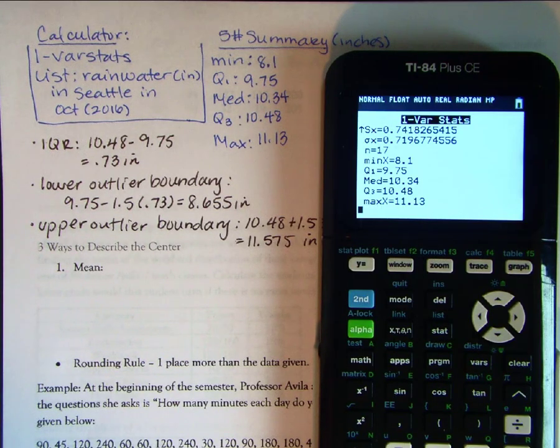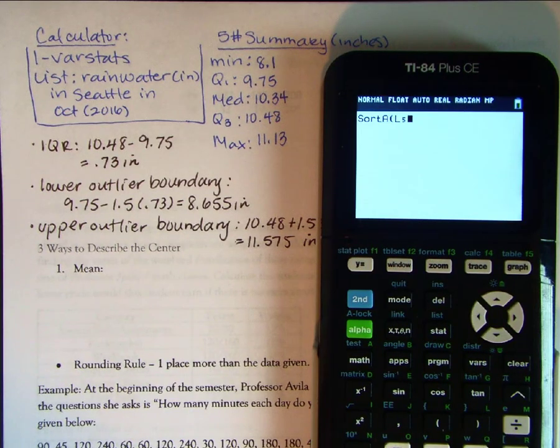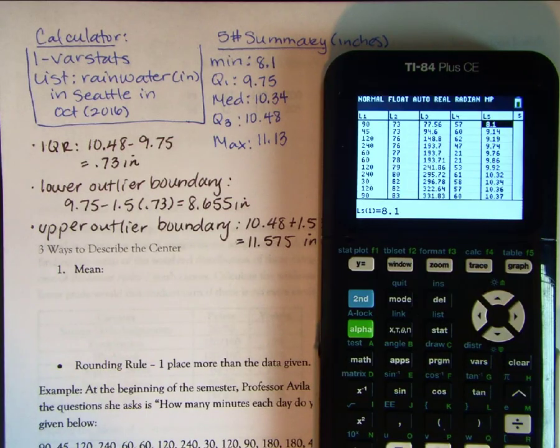In order to be able to see if I have any outliers, I need to sort my data. So let's sort. Remember to sort whichever list your data is currently sitting in. Since mine was L5, I needed to do that. When you go back to view your list, you're now going to see your data from minimum to maximum value.